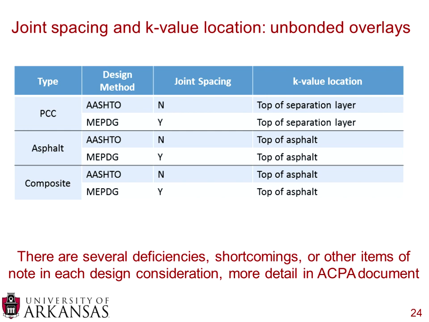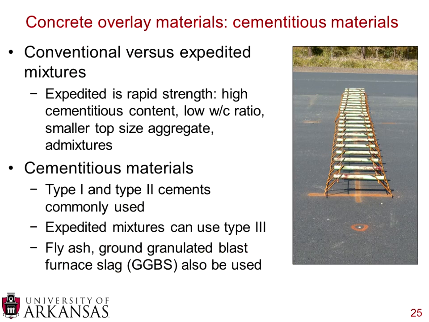And I extracted this information on joint spacing and K value from a very large table from the Technology Center document. And that table also has a lot of information on deficiencies, shortcomings, or other items of note in each of the design considerations. So if these are details that are interesting to you, I encourage you to take a look at that link and move on.